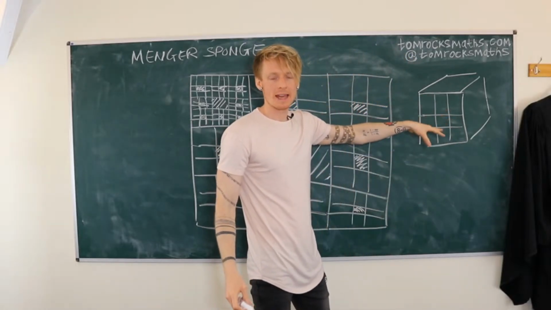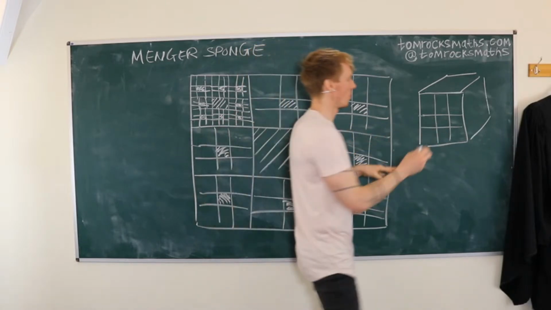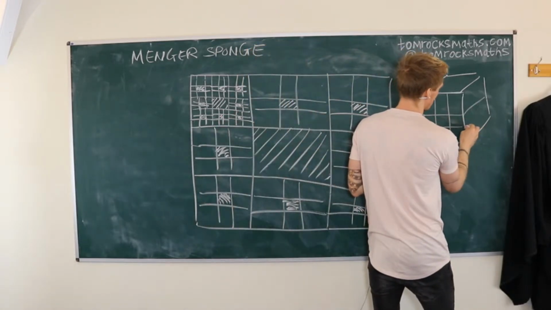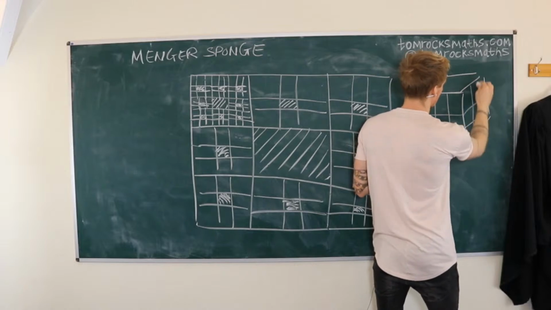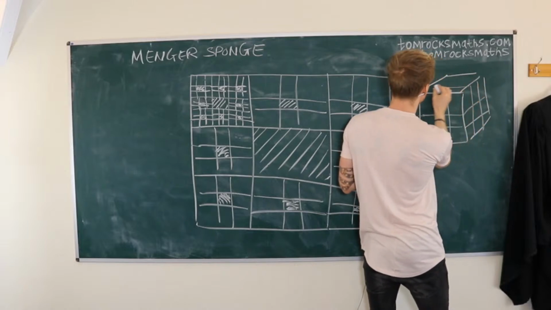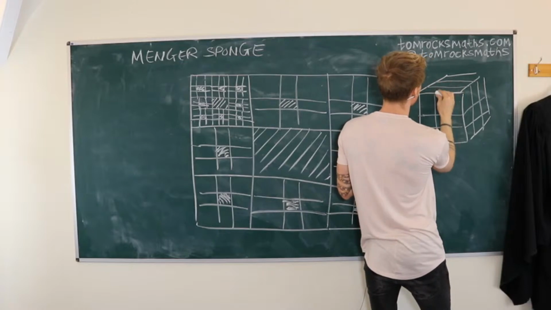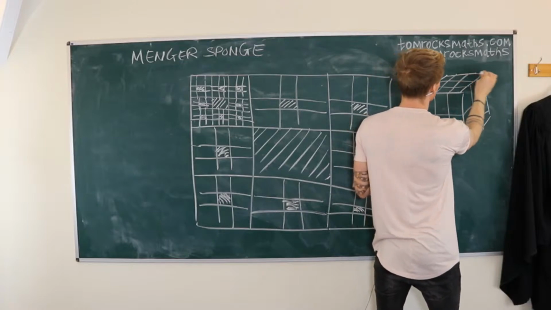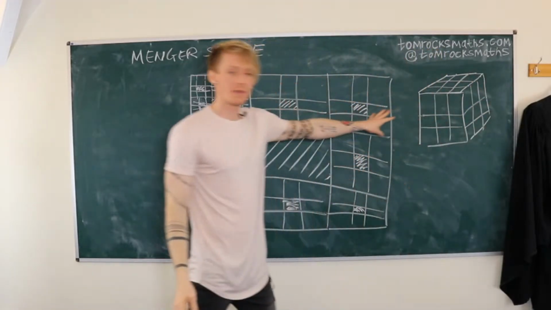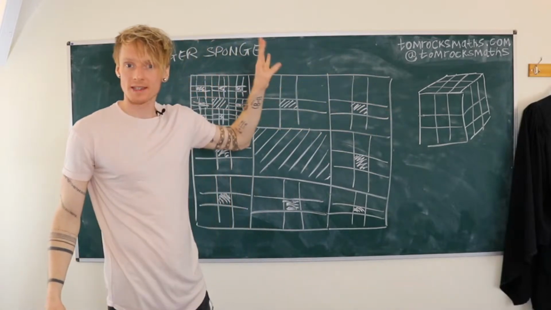But again, we're in 3D. So if we're doing this on all of the faces, like so, again testing out my artistic skills. You really need to be good at drawing to be a mathematician. I have discovered this. So I've divided up each of my faces into 9 squares.